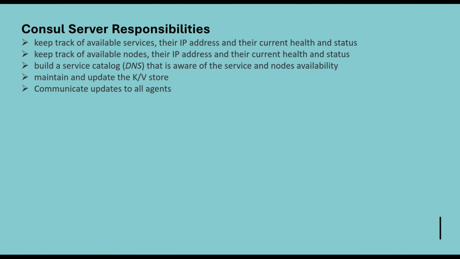Now, communicate updates to all agents. It means the Consul server is continuously talking with the Consul agent, and the Consul agent is continuously checking the updates being made inside the control plane registry. It takes the current status from the control plane registry, which services are up or down, and passes that information to the proxy, and the proxy finally passes it to the applications.